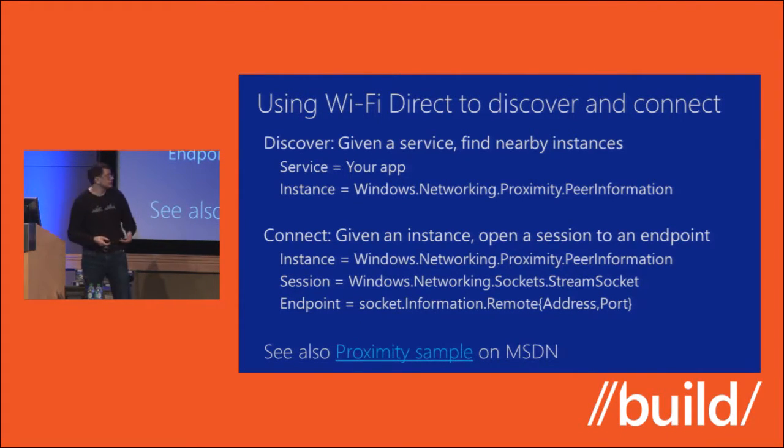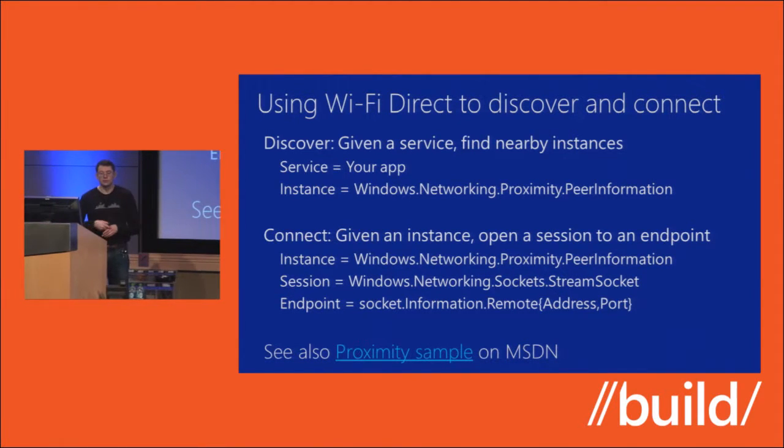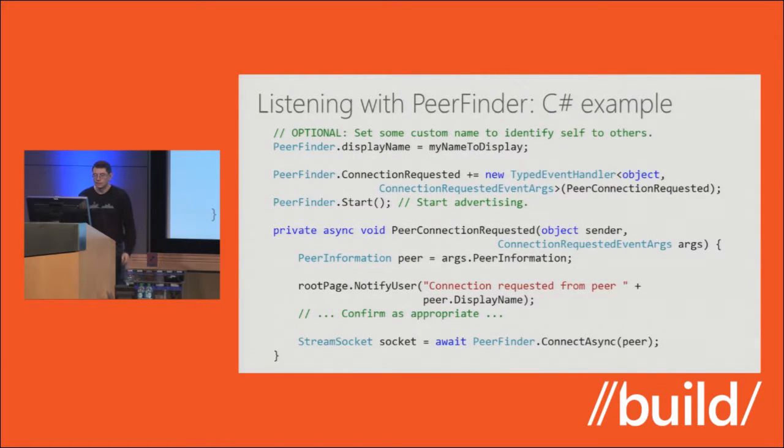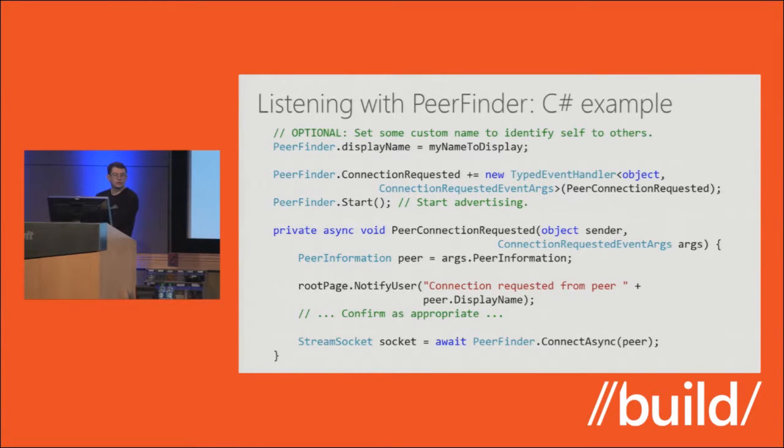Now there's a sample, which is the proximity sample on MSDN, and you're welcome to use that as code to start from if you want to play around with this. So I'm going to use a C# example snippet here and walk us through what you might do. In sockets-like applications, we often come at it from the perspective of there's one side that's the listener and one side that's the connector, or the initiator. We're going to start from that perspective, and then we'll go one step farther.